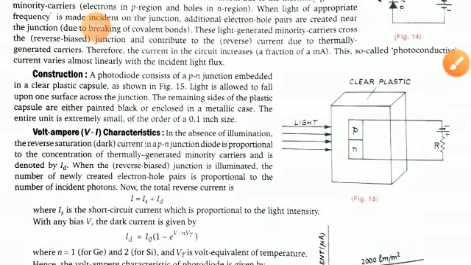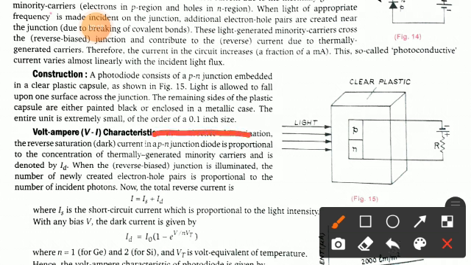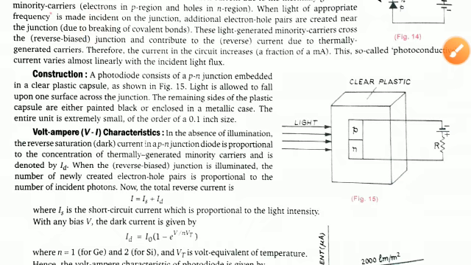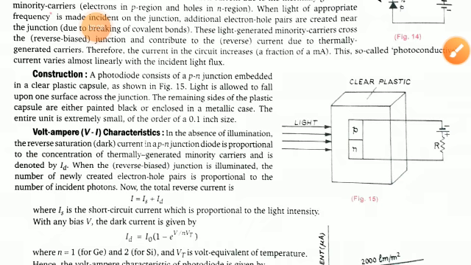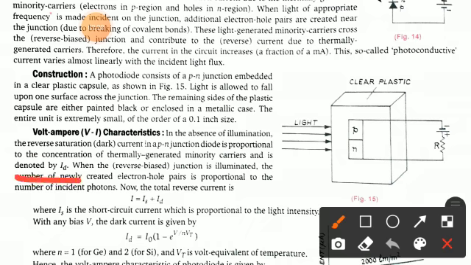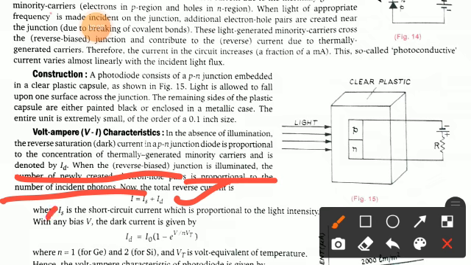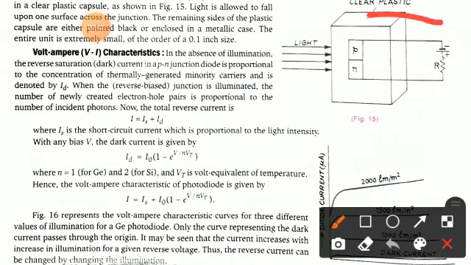Fine. Now you can see here the volt ampere characteristics. In the absence of illumination, the reverse saturation current, that is dark current, in a p-n junction diode is proportional to the concentration of the thermally generated minority carriers and is denoted by ID. So when the reverse bias junction is illuminated, the number of newly created electron hole pairs is proportional to the number of incident photons. Now the total reverse current you can write as IS plus ID, where IS is the short circuit current which is proportional to the light intensity. This is the figure for the photodiode.